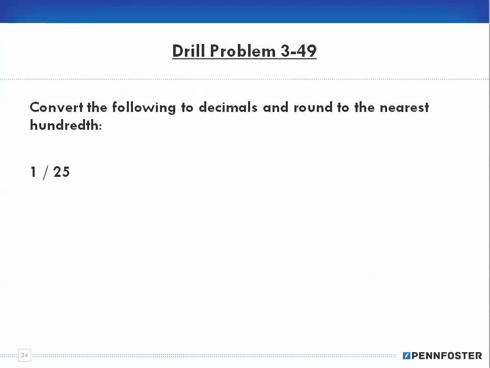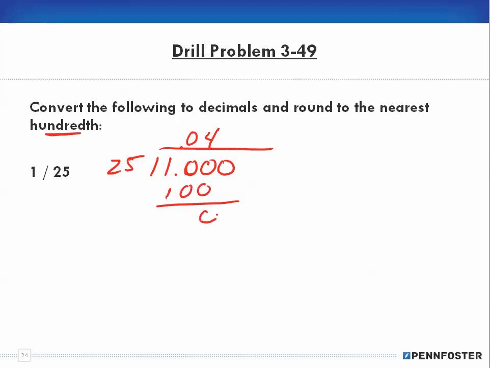Convert the following to decimals and round to the nearest hundredth. So 1 divided by 25. We have to round to the nearest hundredth, so we need 3 places. 25 doesn't go in the 1, obviously. 25 doesn't go in the 10. 25 goes in the 100 4 times with 0 remainder. So my answer is 0.04. That one was relatively simple.